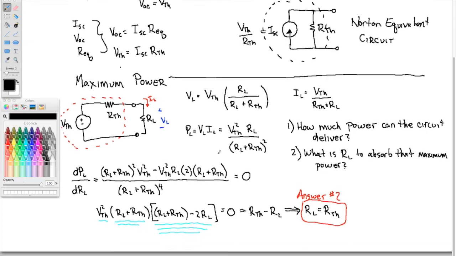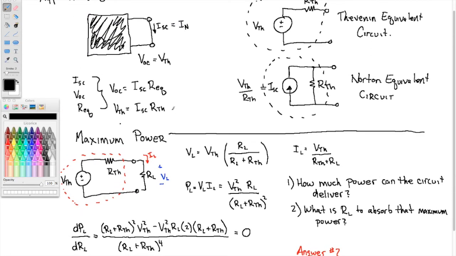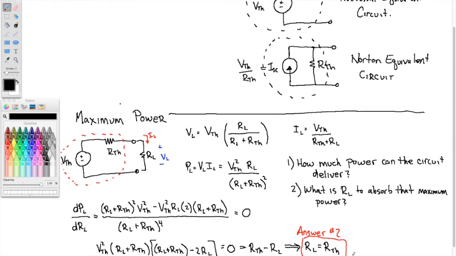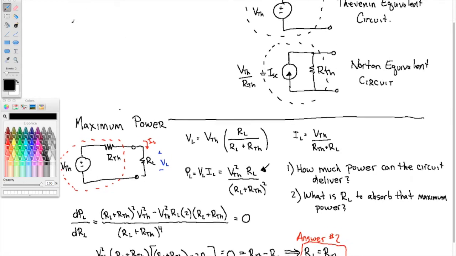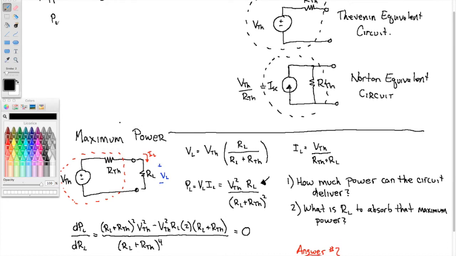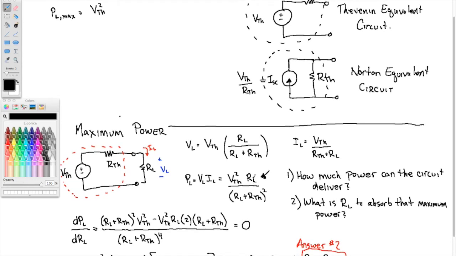Okay, now moving on, what's the answer to problem one there, question one? Let me delete some of this. Well, now we know that to absorb the maximum amount of power, the load resistor should equal the Thevenin resistance. So let me come back up here to the power expression and figure out what is the maximum amount of power. So I'm going to call this max. So now, if I substitute the Thevenin resistance in for the load resistance, I'm guaranteed to have the maximum amount of power.